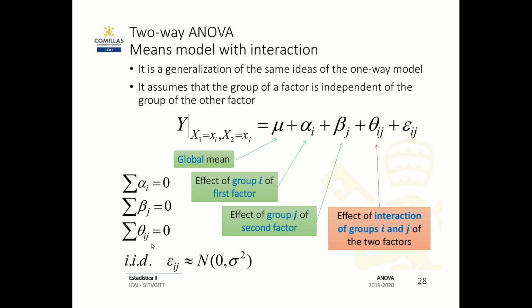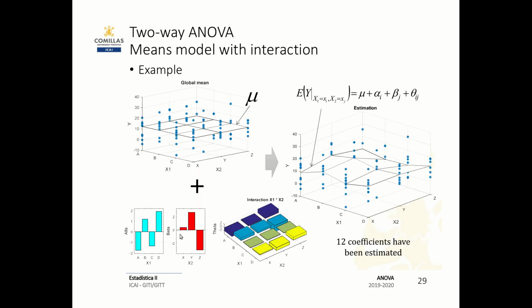So the constraint is that the sum for all i's of the theta ij's have to be 0. The sum for all j's of the theta ij's, they also have to be 0. So now the model would be something like that. So we have a constant plus something that depends on x1 plus something that depends on x2 plus something that depends on the combination of x1 and x2, and then we can further adapt these irregularities of this plane, of this surface, to the observations that we have.